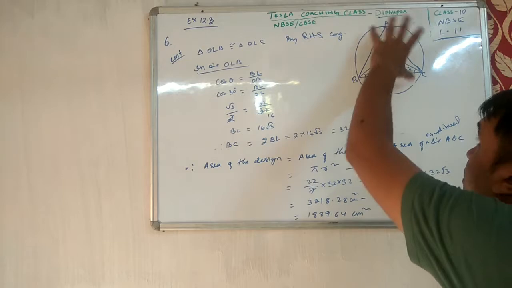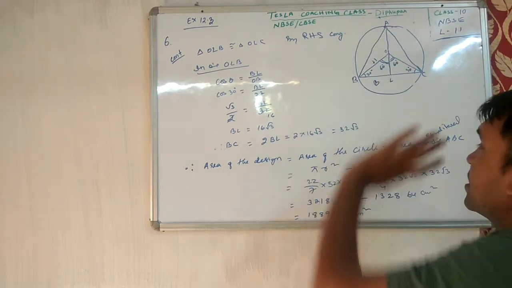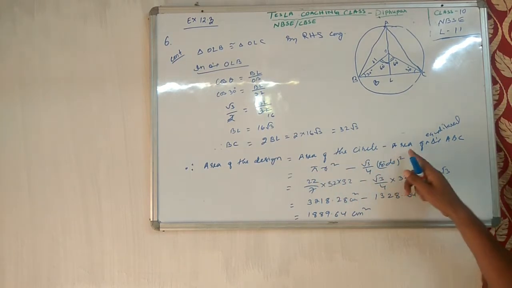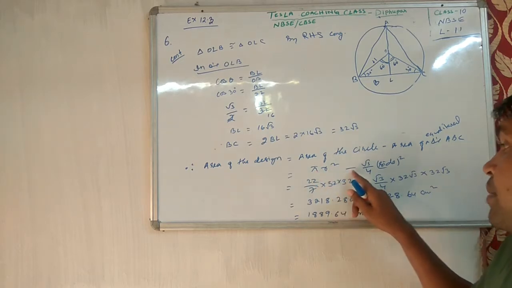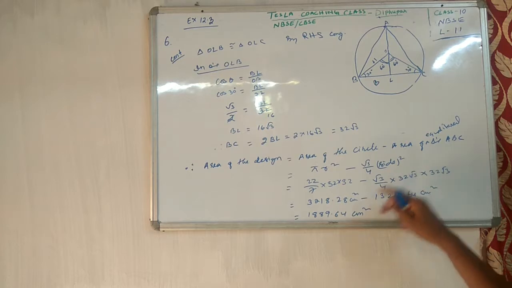Okay, now therefore the area of the design will be what? Area of the circle minus area of the equilateral triangle. So whatever is left, this will be the required area. Area of circle formula is what? Pi r square, minus area of equilateral triangle formula root 3 by 4 side square.